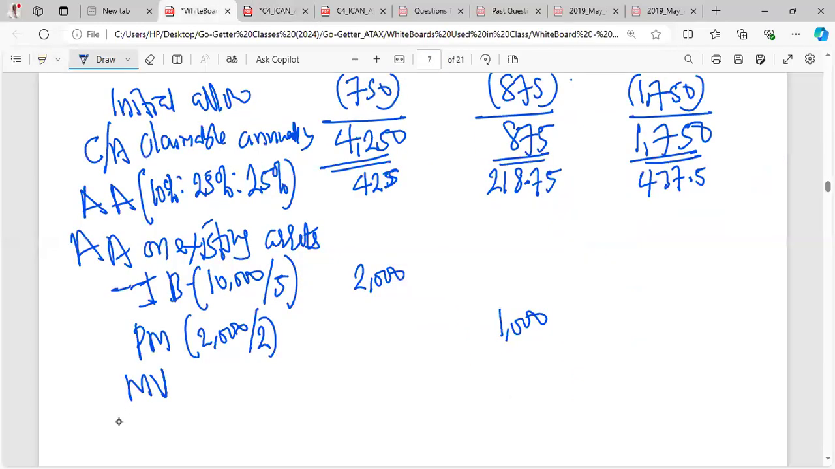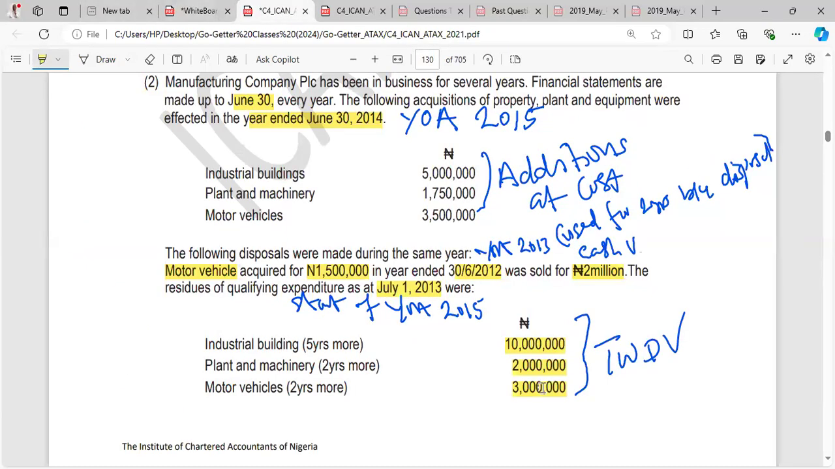So what we'll do now is we will say 3,000, but mind you, this 3,000, this 3 million, is the tax written down value. And we have already disposed of one of them. So that one we have disposed of, we are going to remove it because we won't calculate the annual allowance on it for that year. For that year, the cost of that asset that was disposed of will need to be deducted because that asset did not survive to the end of the year of assessment.